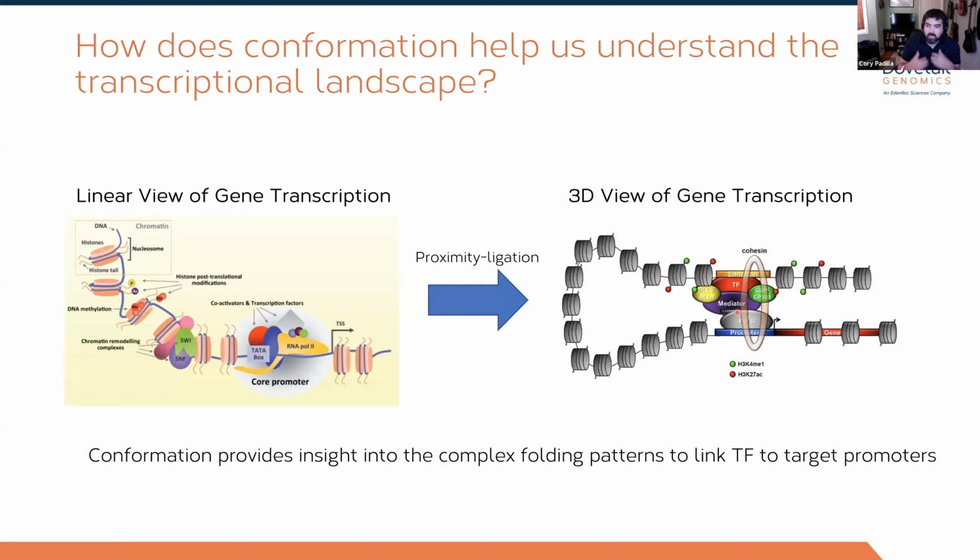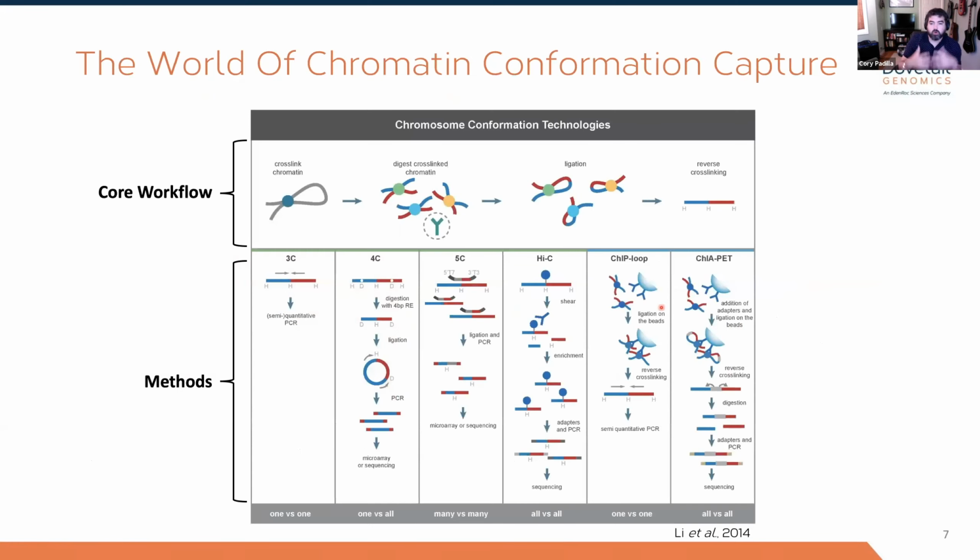And so it really helps us move from this very linear domain into this 3D orientation that's really reflective of how genomes are actually packaged inside of a nucleus. So how do we get there? How do we get from this linear view of transcription into this three-dimensional view of the genome? The answer is chromatin conformation capture, or 3C technology.